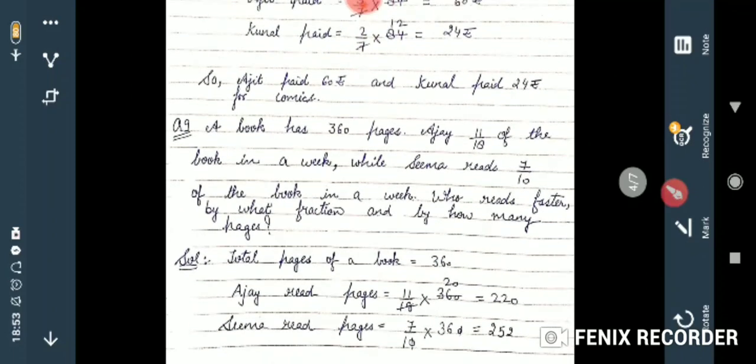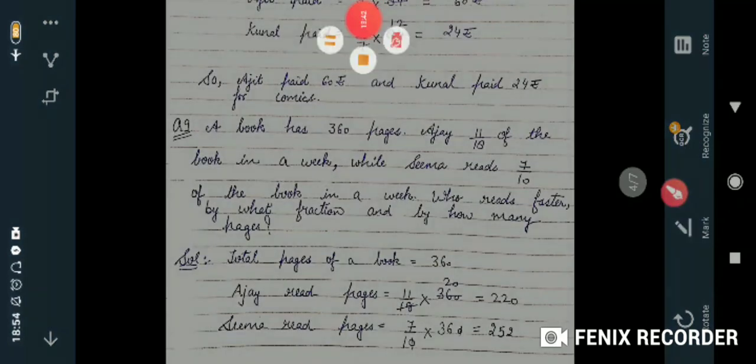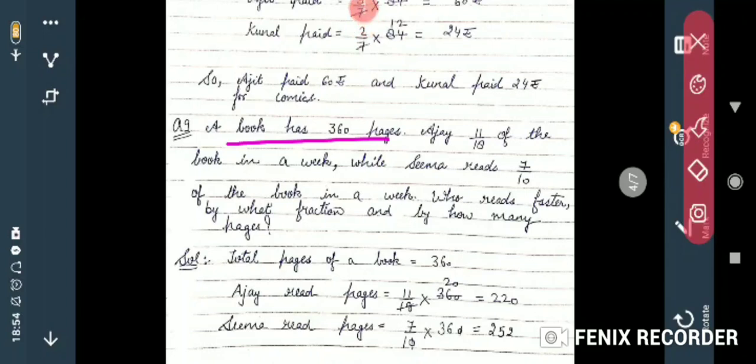Now next question. A book has 360 pages. Suppose a book is there, and what are the total pages of the book? 360. Ajay read. Here, read will be there. Ajay read 11 by 18 of the book in a week. So how many pages did Ajay read? 11 by 18 of the pages of the book in a week.